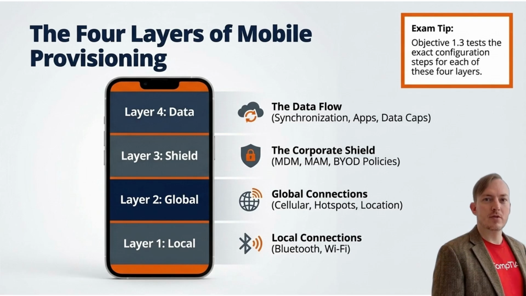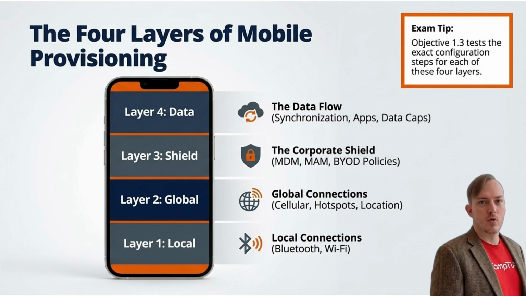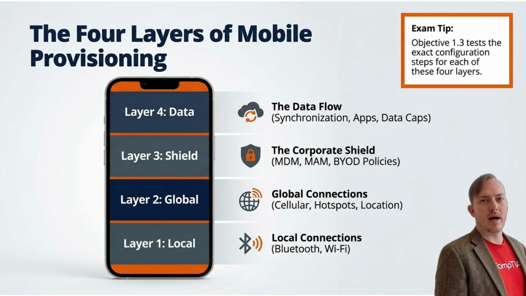To achieve this, we are going to build this device using the 4 layers of mobile provisioning. Layer 1 is local connections, which covers Bluetooth and Wi-Fi. Layer 2 is global connections, covering cellular, hotspots, and location tracking. Layer 3 is the corporate shield, where we deploy MDM, MAM, and BYOD policies. Layer 4 is the data flow, focusing on synchronization, apps, and data caps.